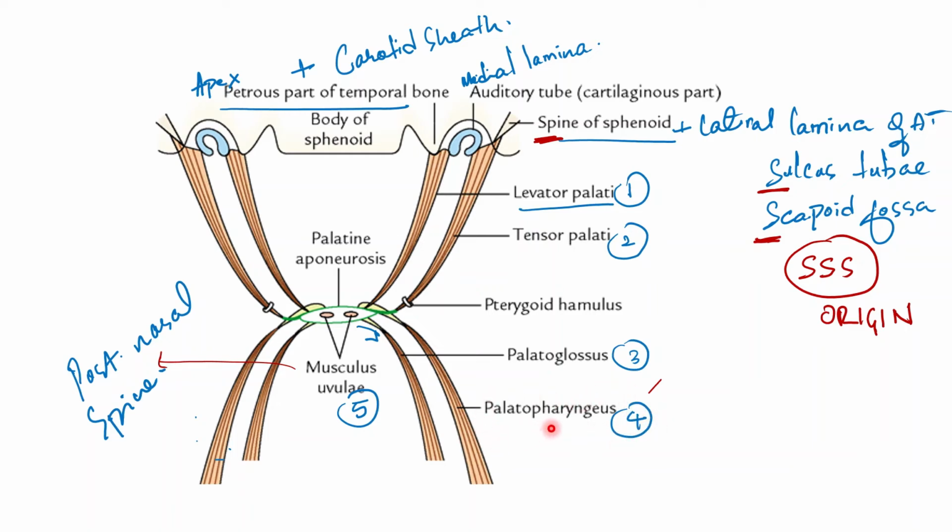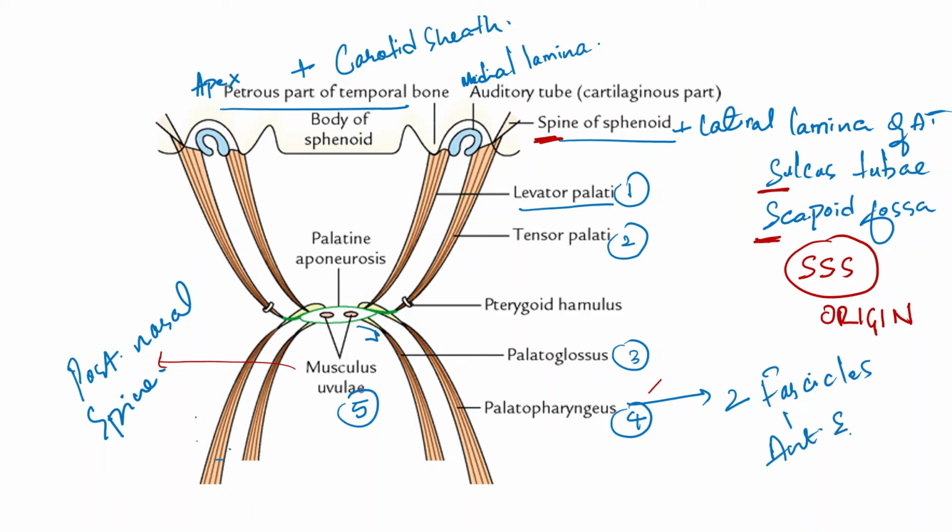This palatopharyngeus takes its origin from the upper surface of the palatine aponeurosis. So, the upper surface of the palatine aponeurosis again gives attachment to a muscle, that is the palatopharyngeus, but at the point of the origin of the palatopharyngeus, the origin is in the form of two fascicles. The origin of this palatopharyngeus is in the form of two fascicles, that is the anterior and the posterior fascicles.